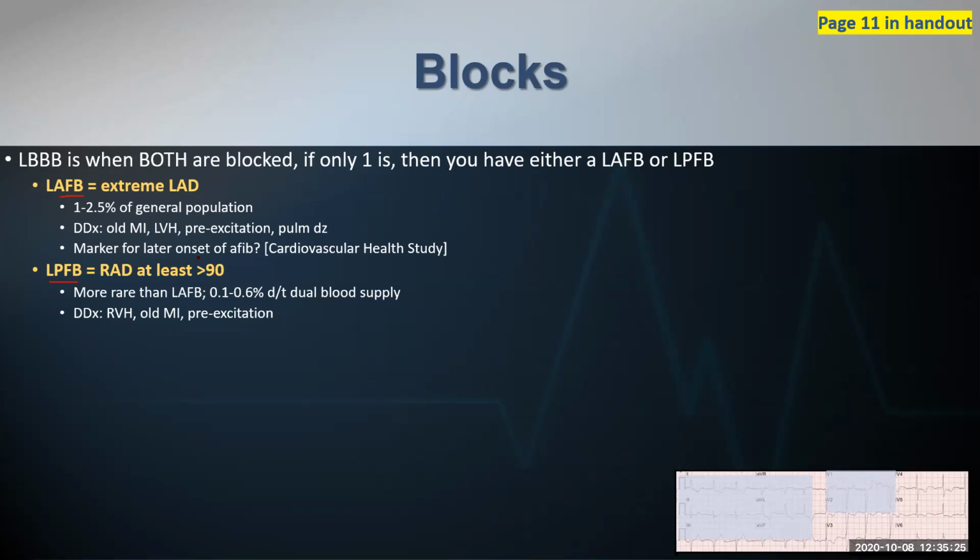You can see J point elevation, or pre-excitation like Wolff-Parkinson-White, or just underlying pulmonary disease. There is some suggestion that having LAFB could be a marker for late onset AFib.